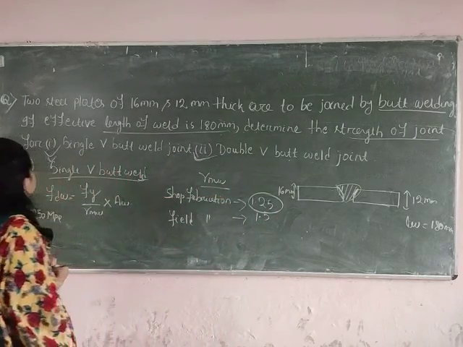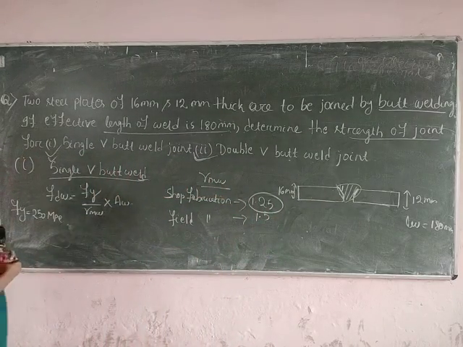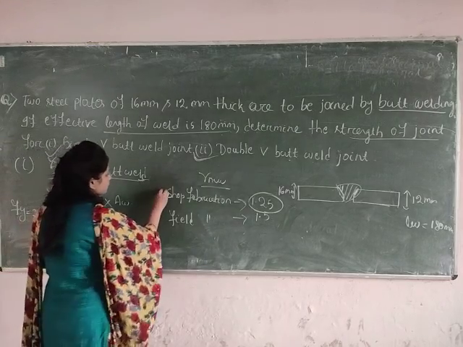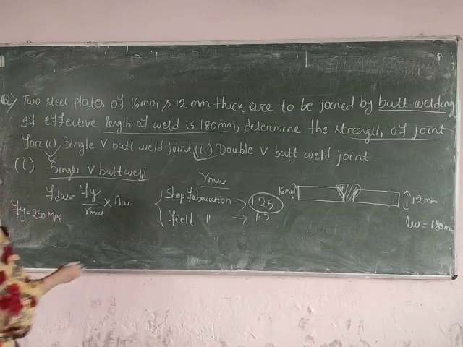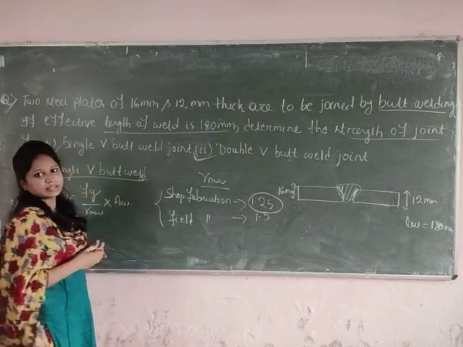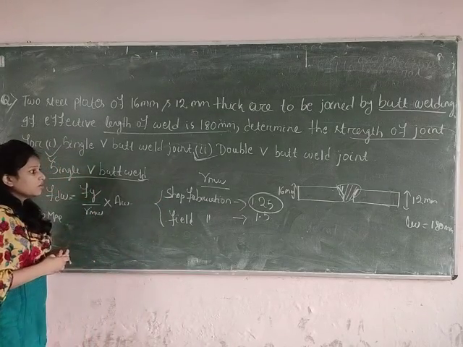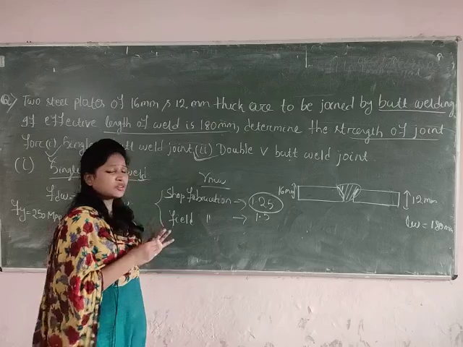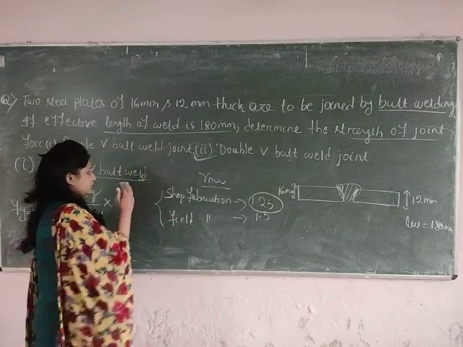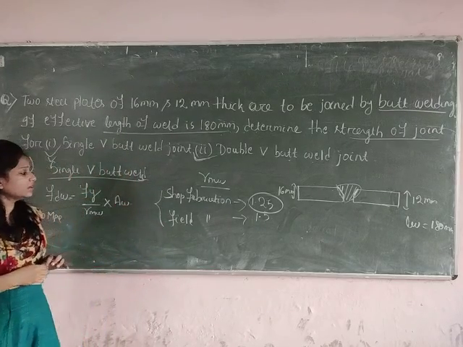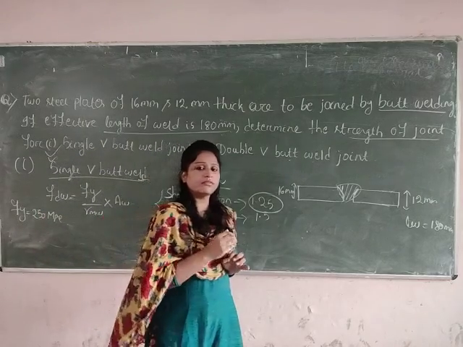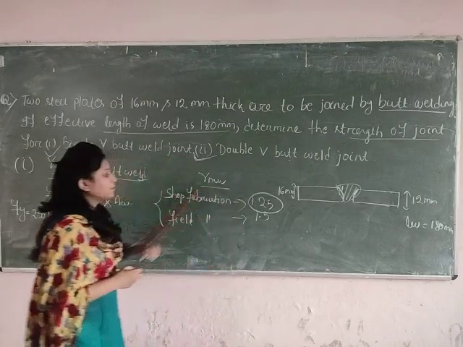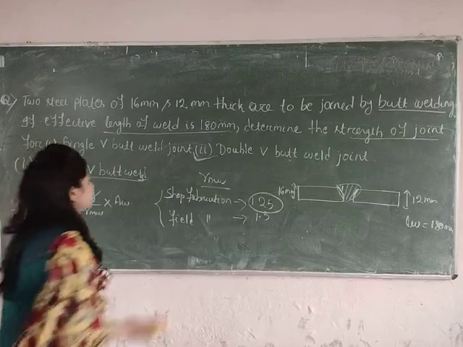And here you can see in this question this condition is not given, whether the connection is done in workshop or field. So if in the question this is not given, then assume that the connection is made in the workshop and take the value of gamma mw as 1.25.